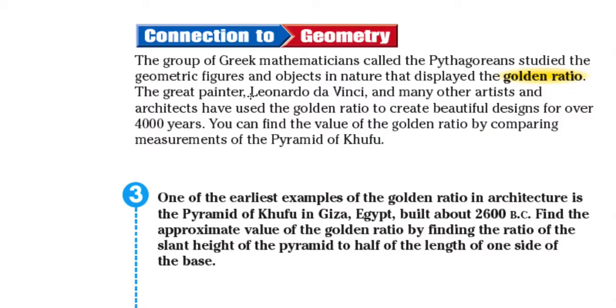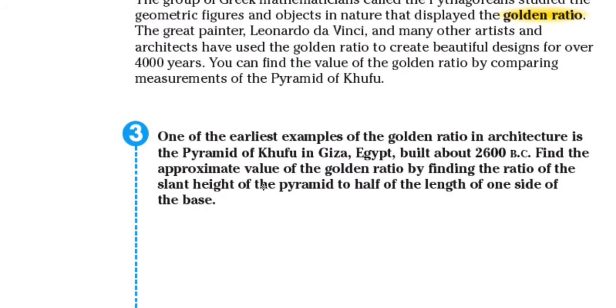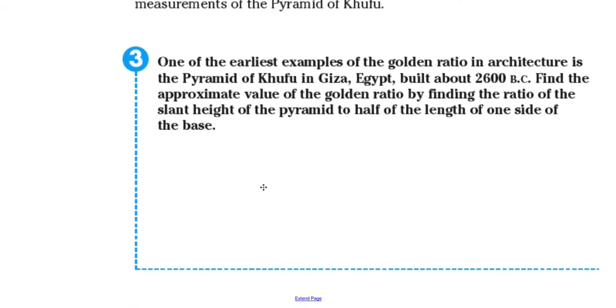A group of Greek mathematicians called Pythagoreans studied the geometric figures and objects in nature that displayed the golden ratio. The great painter Leonardo da Vinci and many other artists and architects have used the golden ratio to create beautiful designs for over 4,000 years. You can find the value of the golden ratio by comparing measurements of the pyramid of Khufu. One of the earliest examples of the golden ratio in architecture is the pyramid of Khufu in Giza, Egypt, built about 2,600 years before Christ.